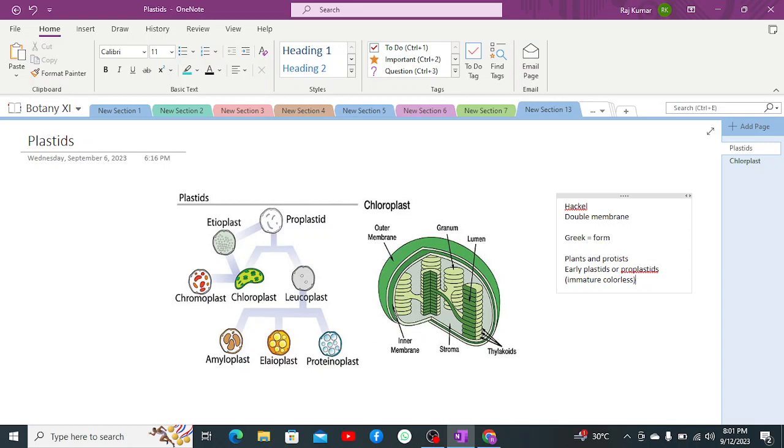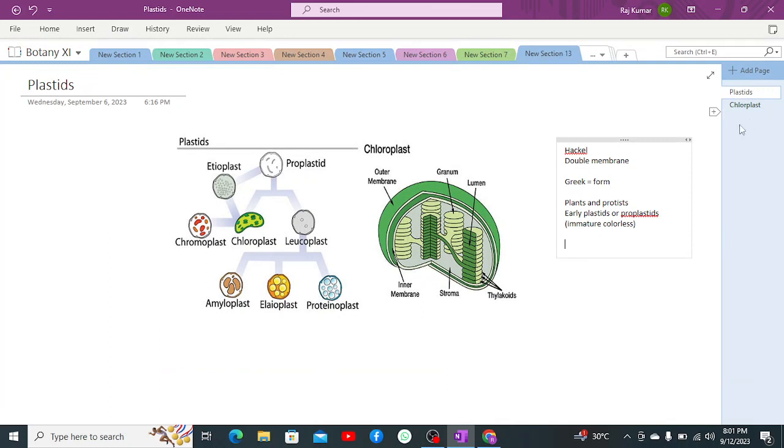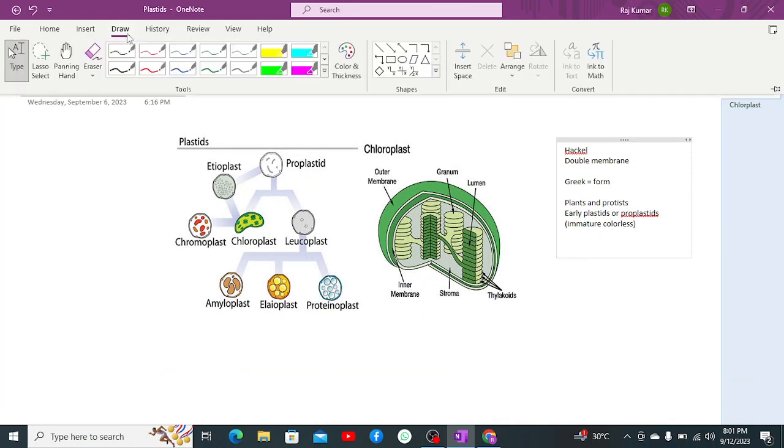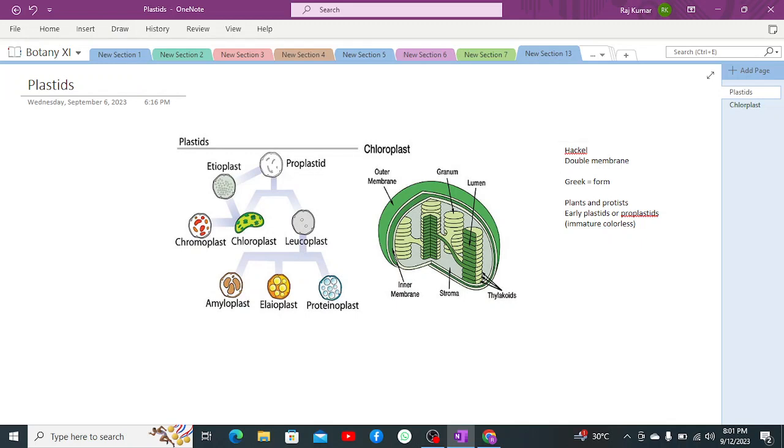Now, these colorless plastids are further differentiated into three types of plastid on the basis of their pigment, as well as on the basis of their structure and their function. They are divided into the following types. First and foremost, proplastid is divided into chloroplast, leucoplast, and chromoplast.